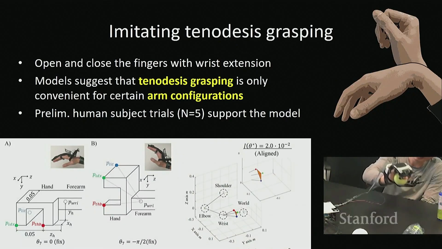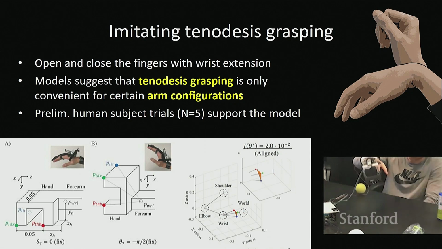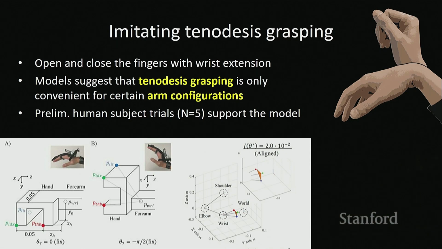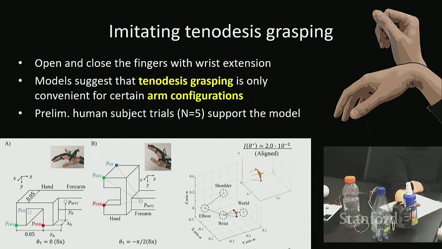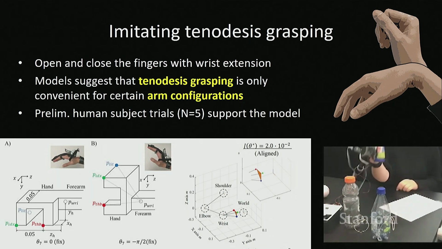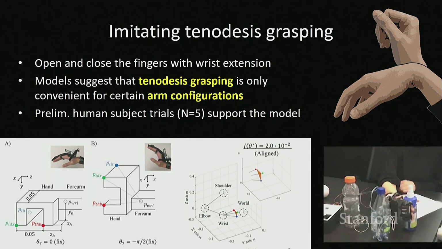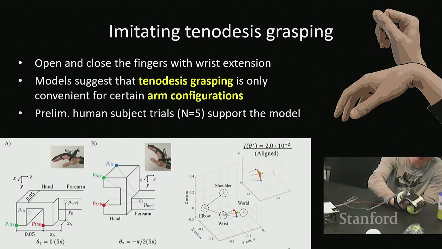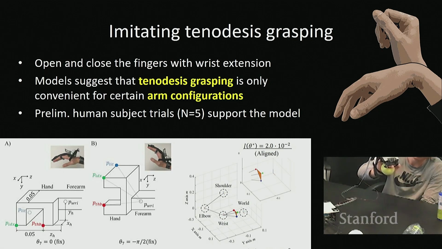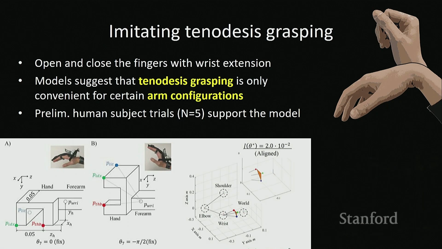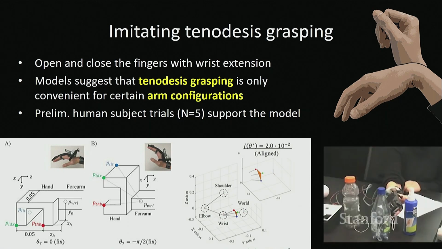And then, of course, how do we control this? We have a motor that's opening and closing the hands. How does the operator tell the device when it wants to open and close? So there's this behavior called tenodesis grasping. It has to do with the fact that the tendons that open and close your fingers also go past your wrist. So when they elongate across your wrist, your fingers naturally close.